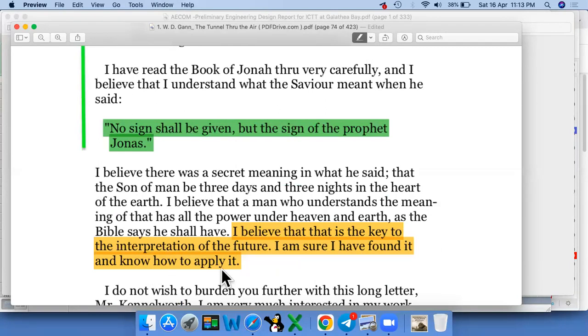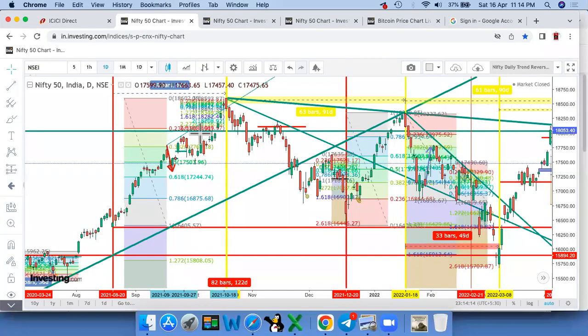What he says is, "I believe there was a secret meaning in what he said, that the Son of Man be 3 days and 3 nights in the heart of the earth. I believe that a person who understands the meaning of that has all the power under heaven and earth, as the Bible says he shall have." So it's basically talking about 3 days, 3 nights. We'll consider that as 3 trading days and try to interpret what exactly he's trying to say.